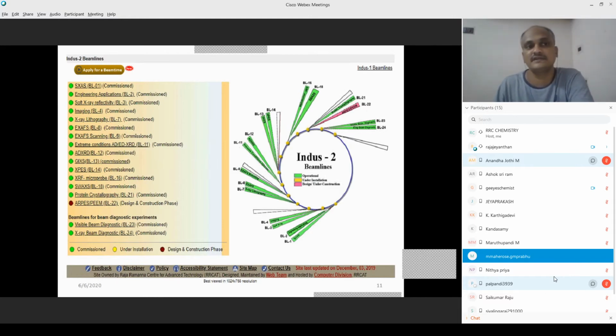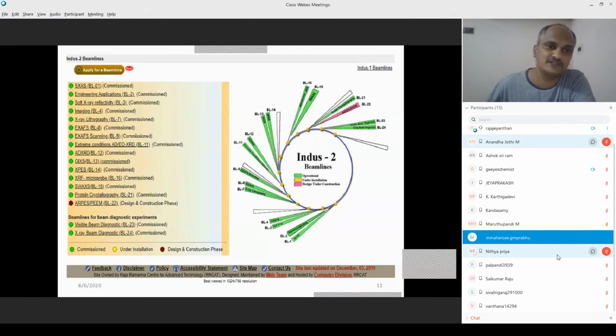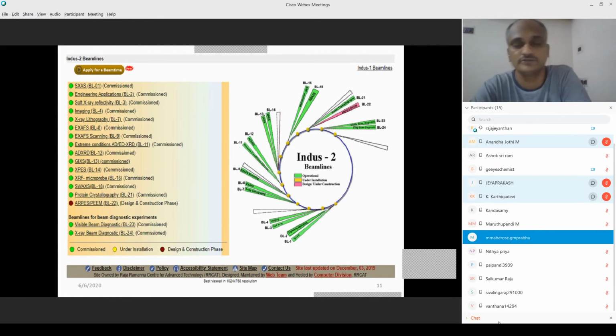So all these techniques use a soft X-ray. The energy of the soft X-ray is around 1000 eV. So what can we do with this 1000 eV soft X-ray? You can use it to characterize the elements having an absorption edge below 1000 eV. So by this you can characterize the elements having absorption edge below 1000 eV.